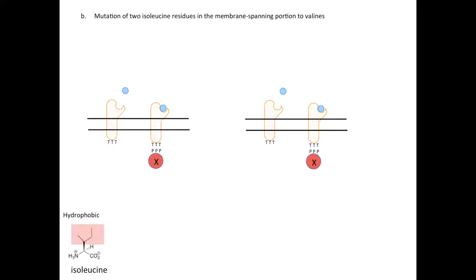Another thing to note about this receptor is that it has 2 isoleucine residues in the membrane spanning portion. If you mutate these 2 residues to valine, will protein X still bind? Remember that a membrane protein should have hydrophobic residues that span the membrane. Both isoleucine and valine are hydrophobic, so there won't be a dramatic change in the folding of the protein, and the receptor should still be able to localize to the plasma membrane. So most likely, this interaction between protein X and the receptor will still happen.